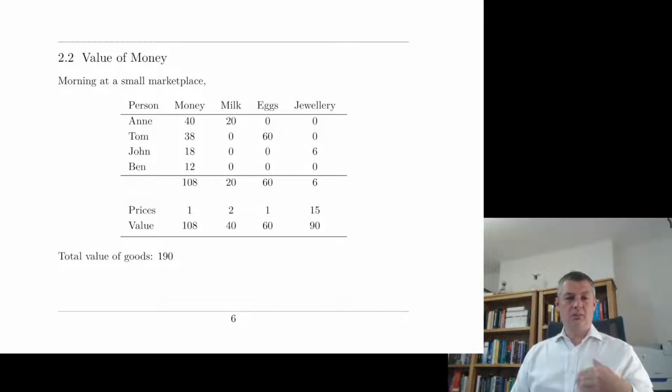So, in the morning at this hypothetical market, we've got Anne, who shows up with 40 pounds and 20 bottles of milk, Tom, who shows up with 38 pounds and 60 eggs, John, who shows up with 18 pounds and 6 pieces of very intricate jewelry that he's made, and Ben, who shows up with 12 pounds and sells only his labor. In this case, Ben helps out Tom in his stall, and he receives a salary for this.